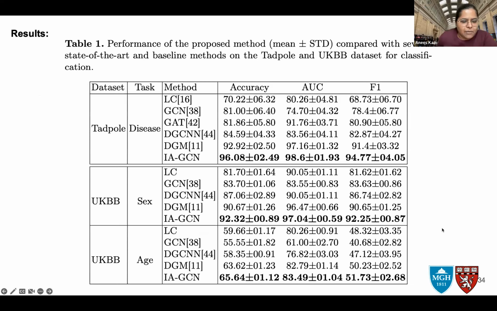So basically, we applied this method to similar data sets because we wanted to compare it with our previous work, DGM. So we applied it to Tadpole and UK Biobank dataset for Alzheimer's disease prediction, sex classification, and categorical age classification. In all the 3 datasets, the model was outperforming the previous methods with good margin.